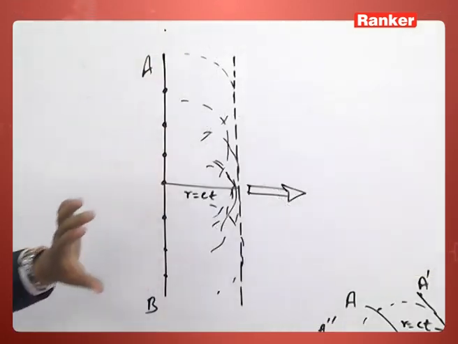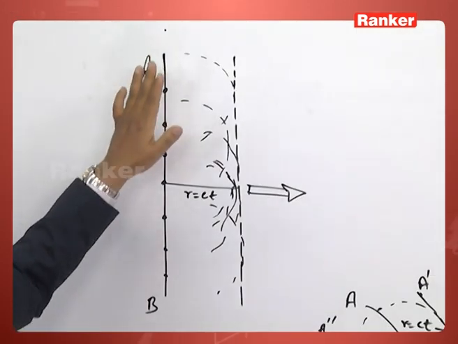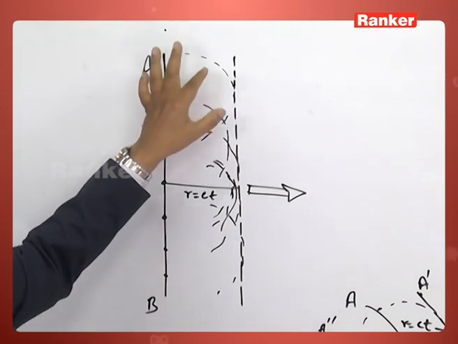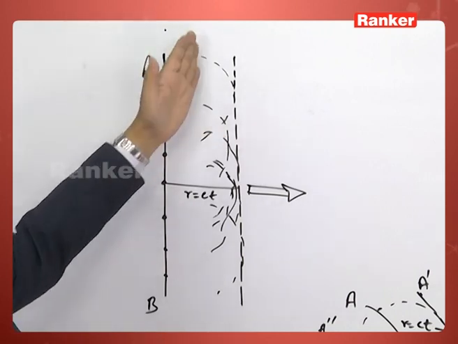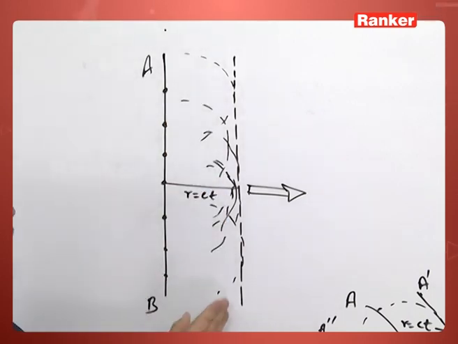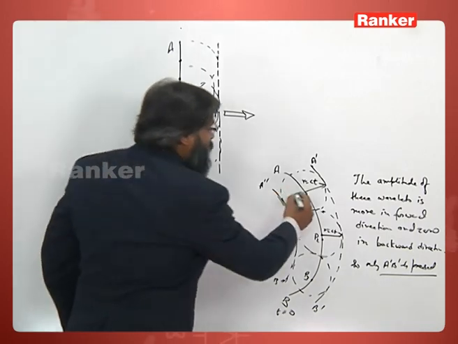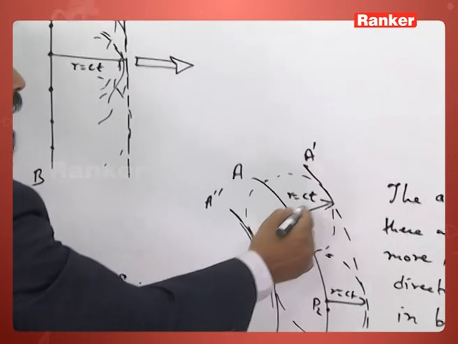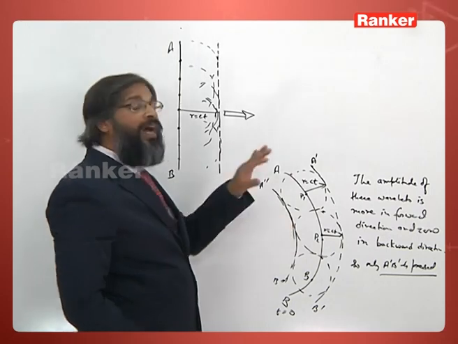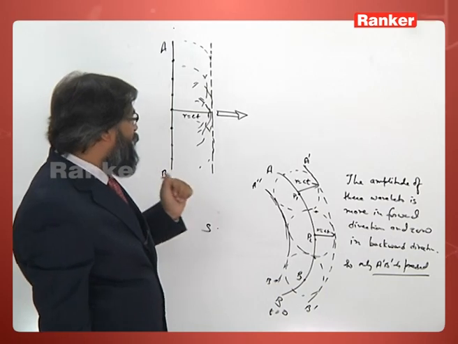So the essential part of his theory was that all the points lying on this wavefront act as secondary sources. They emanate wavelets which have the same frequency and the same speed, and the outer boundary, the envelope of these wavelets, gives the next position of the wavefront. The direction in which the wavelets will have more amplitude is forward, and in the backward direction it will have 0 amplitude. This was Huygen's explanation, which was further modified by Fresnel. Let us see how Fresnel modified.